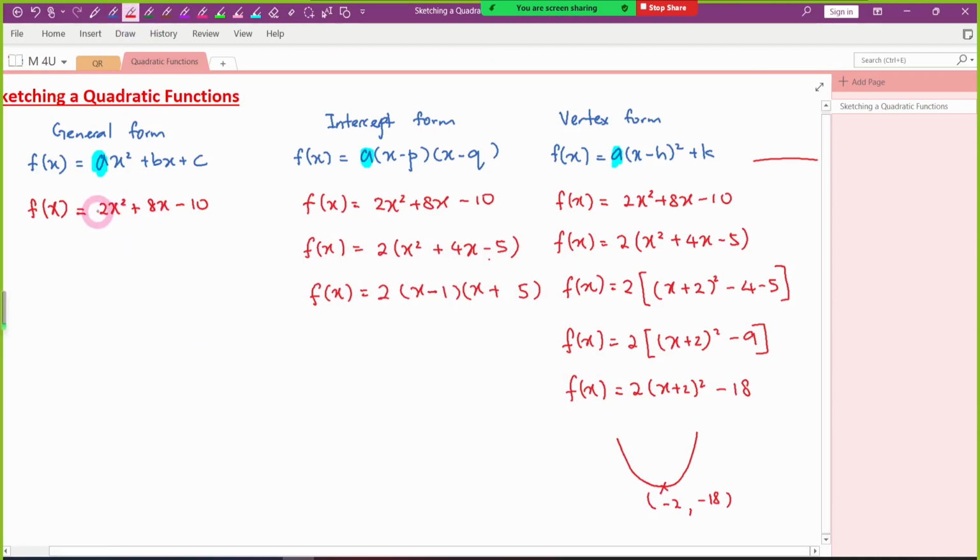Now, let's look at this. F of x is equal to 2x squared plus 8x minus 10. Just by looking at it, I know that the concavity of this graph is concave up or smiling face like this. This is the first information I can get directly from the function. And the second thing I know, the y-intercept must be equal to negative 10. This is y-intercept. Okay, now I got these two information. The next thing is to find the x-intercept.